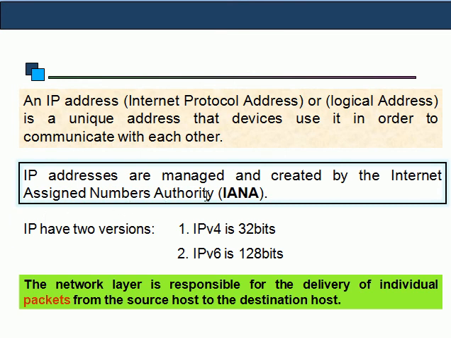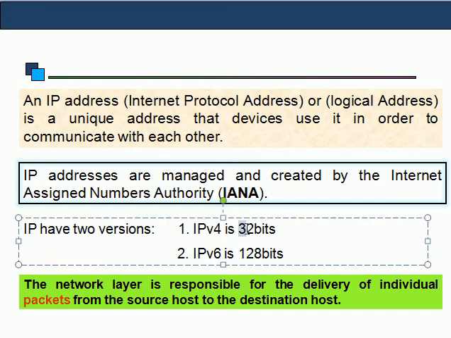IP addresses are managed and created by the Internet Assigned Numbers Authority. So IANA, if I ask you what IANA is, remember that it's Internet Assigned Numbers Authority. We have two types of IP address as we have explained before. IP version 4, which is only 32 bits. IP version 6 is 128 bits.